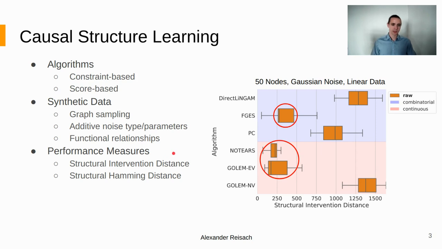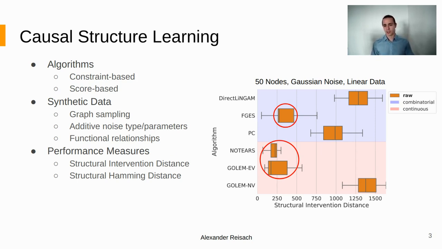Then ultimately, to assess the performance of a structure learning algorithm, we can use different performance measures, and two notable ones are the structural intervention distance, which roughly speaking gives us an idea of how many interventions we would predict wrongly using a given graph as compared to the ground truth graph. And there's also the structural Hamming distance between the inferred graph and the real graph.